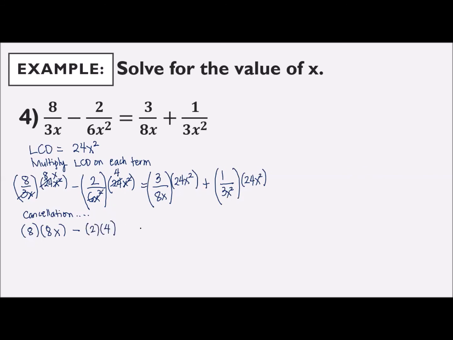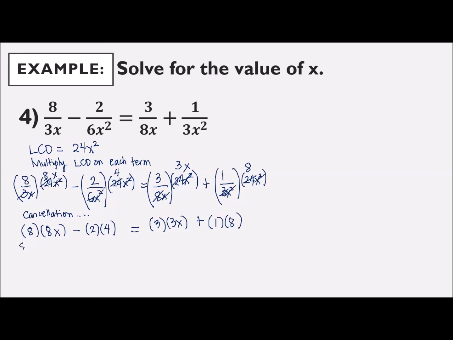So, be very careful. Equals 8 and 24. Pag dinivide si 24 kay 8, magiging 3. X squared and x magiging x. So, we will have 3 times 3x. And then, 24 and 3, 8 yan. Cancel na rin ang x squared. You will have 1 times 8.